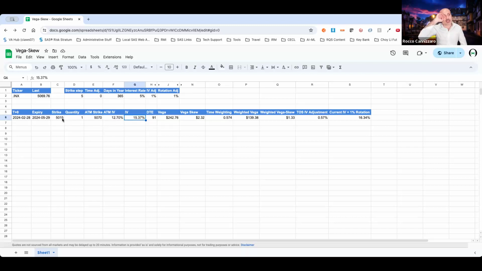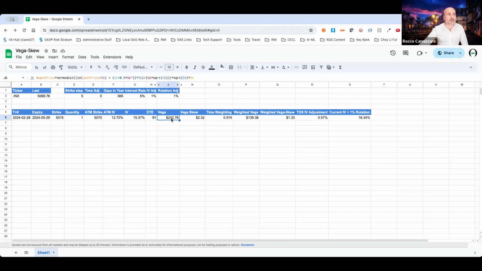Now I don't have to specify whether it's a put or a call, because when we calculate Vega it is the same for puts or calls. The formula is the same, so it doesn't really matter whether we're looking at puts or calls. Then I have to specify how many days. Actually, based on the expiry date and today's date, this is going to tell us the days to expiration.